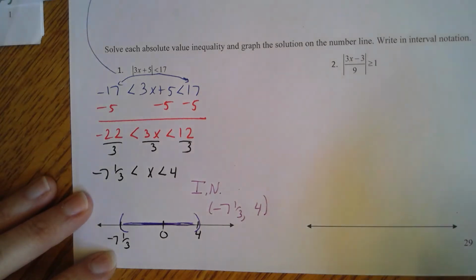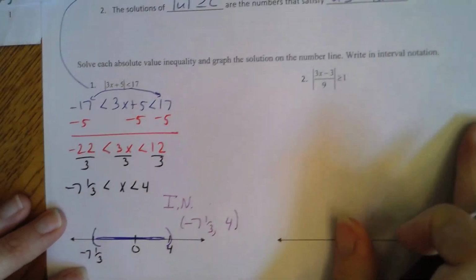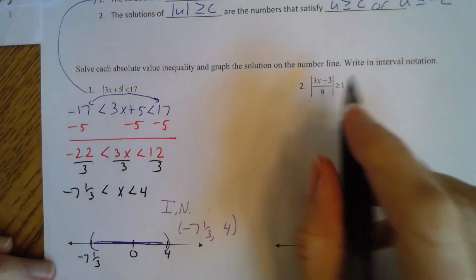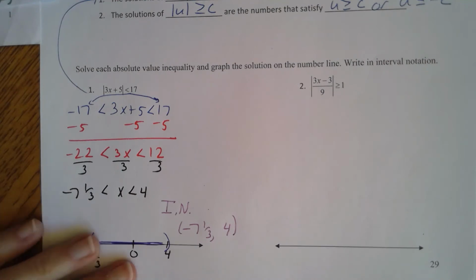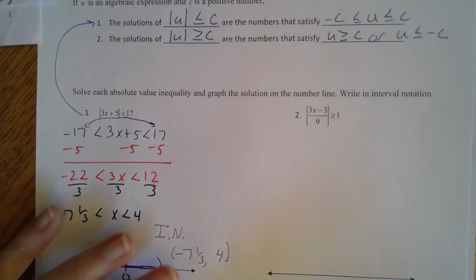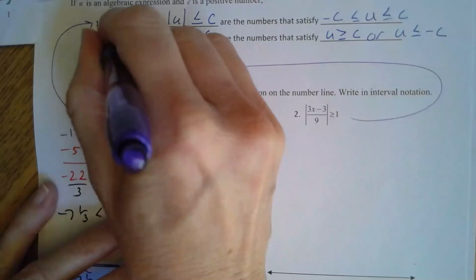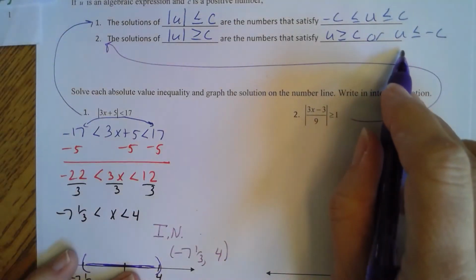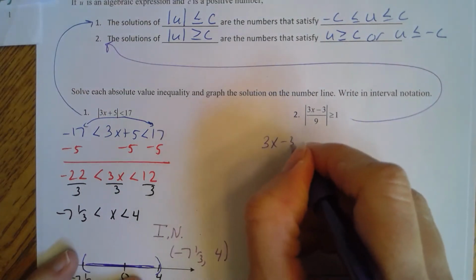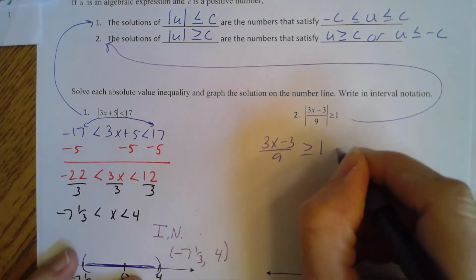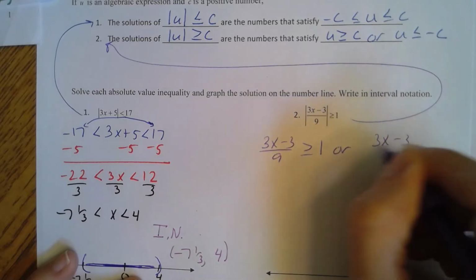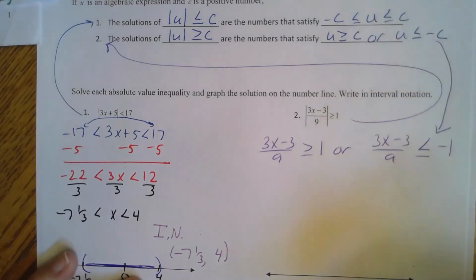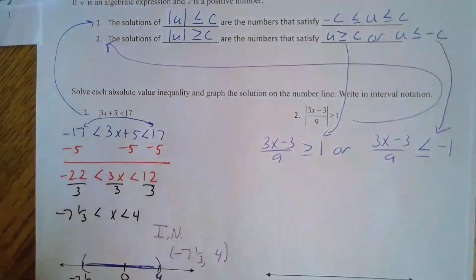All right, so looking at number 2, the absolute value of (3x minus 3) over 9 is greater than or equal to 1. Since the absolute value is isolated, we do know that we are going to use the step number 2 instead because the inequality is greater than or equal to. So we're going to break it up into two separate inequalities. (3x minus 3) over 9 is greater than or equal to 1, or (3x minus 3) over 9 has to be less than or equal to negative 1. So that would be that piece right there, and that's this piece.